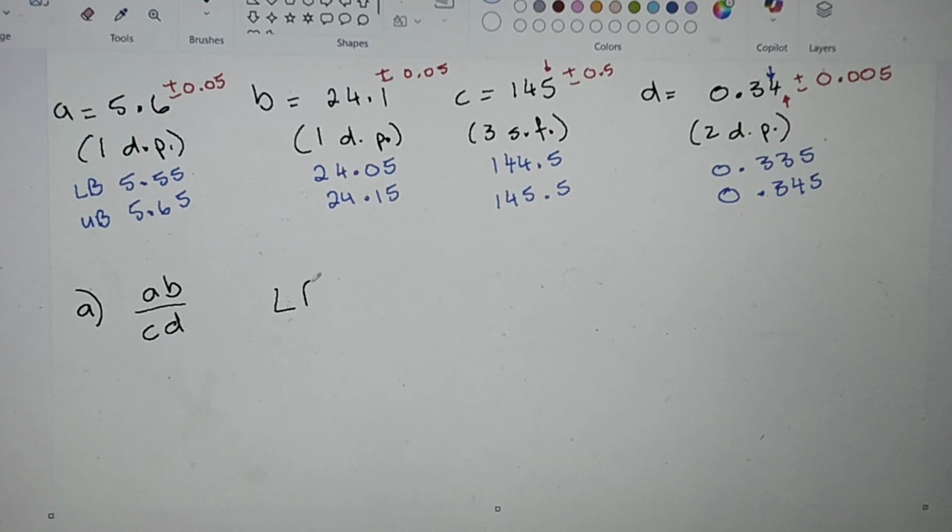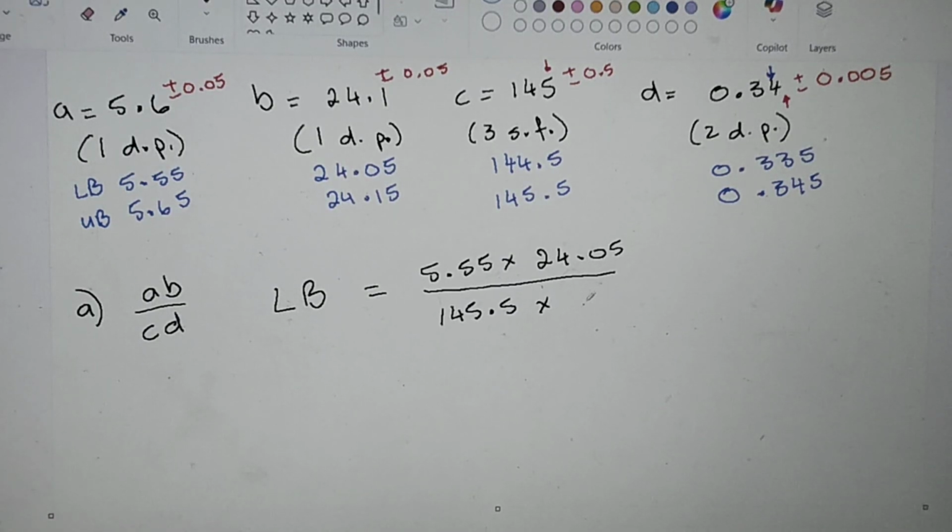So for the lower bound of this, I'm going to use the smallest a that I can, which is 5.55, times the smallest b, which is 24.05, divided by the biggest possible denominator I can get, which is c times d. So that will be 145.5 times 0.345. So I'm using the upper bounds of C and D.